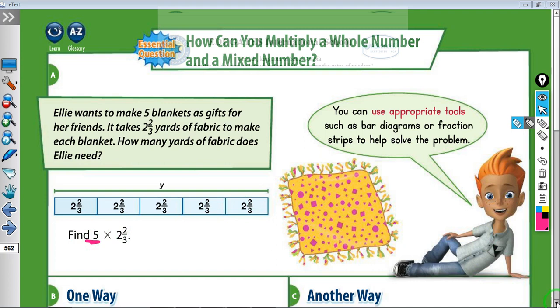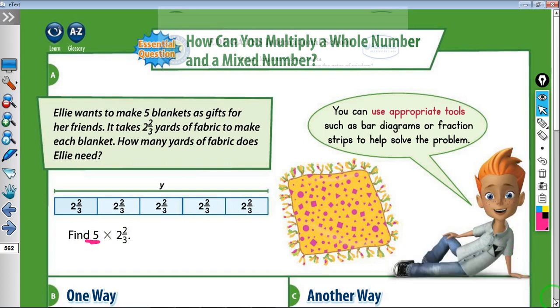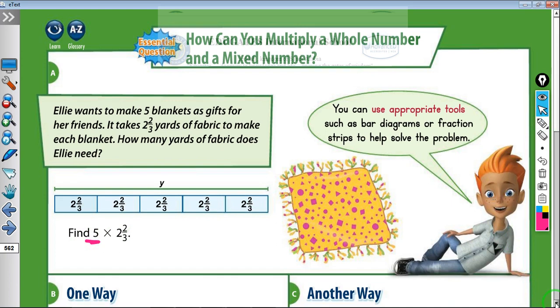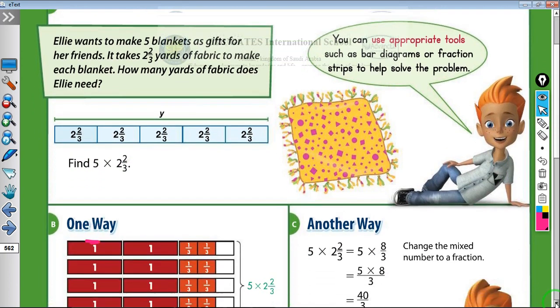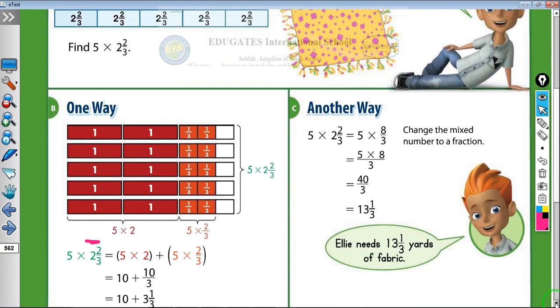There are two ways. I will select only one of them. The easiest way, I will use it here. Here is the way to multiply 5 and 2 and 2/3. Does the 5 have a denominator? No. So we have to make it over 1. Any whole number, make it over 1 to be like a fraction.